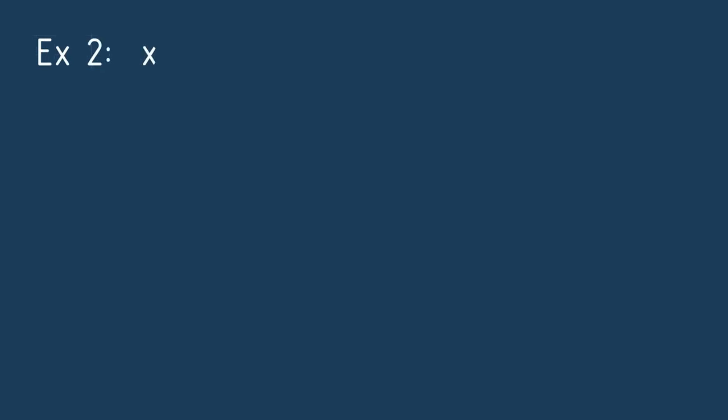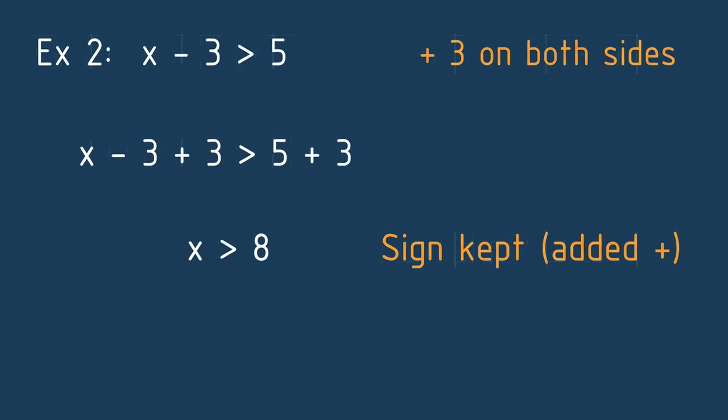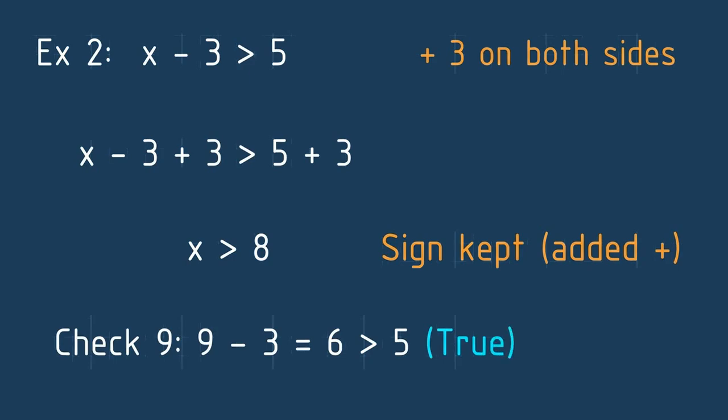Example 2 is x minus 3 greater than 5. This time, add 3 to both sides. x minus 3 plus 3 greater than 5 plus 3. Simplify. x greater than 8. The sign stayed the same because we added a positive number. Check it with 9. 9 minus 3 equals 6, and 6 greater than 5 is true.